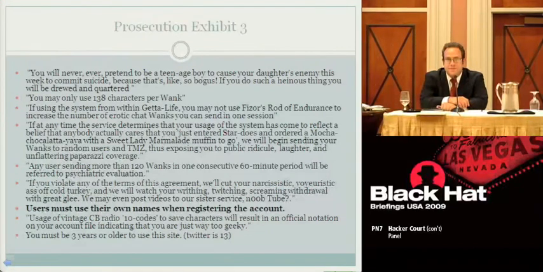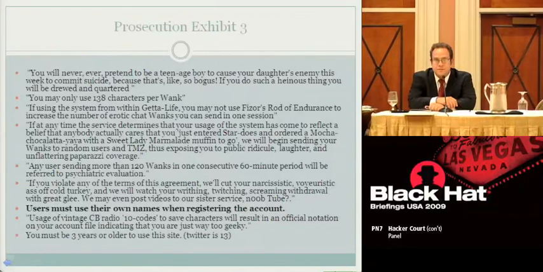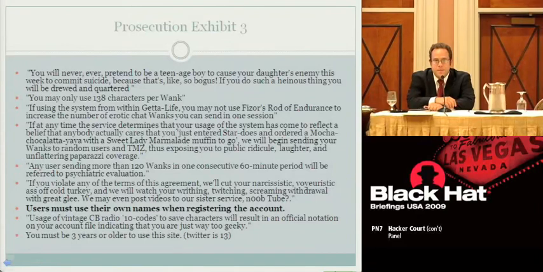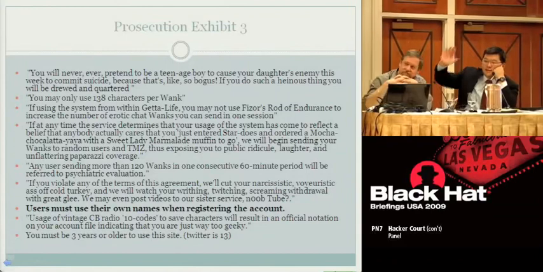Is this count primarily based on the terms of service or something else, like the impersonation of someone? It's based solely on the terms of service. Not primarily, solely. So who finds that a violation of Section 1030? I did.